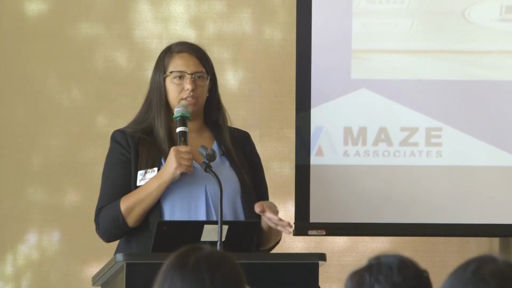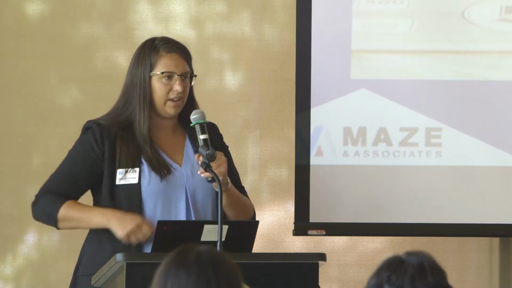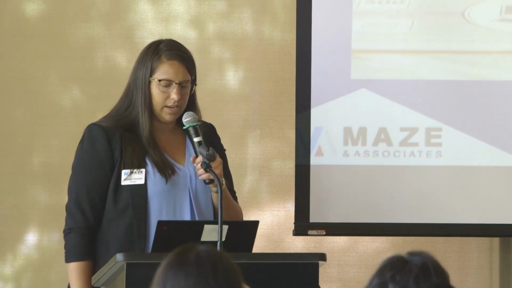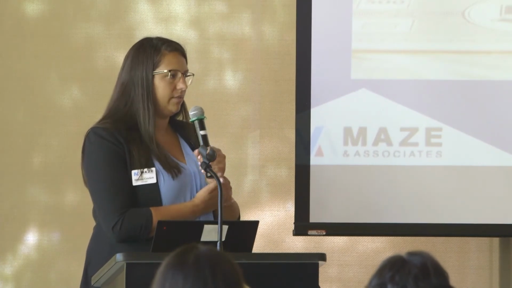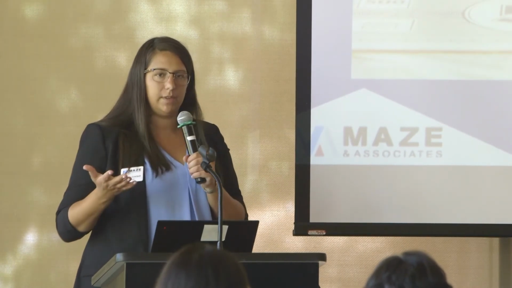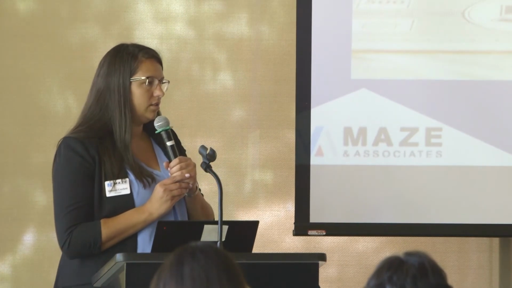So there's 2 different types of treatment under this GASB. So there's the type of legally separate organization where it's reported as an investment. So a government can own or acquire a majority equity interest in a legally separate organization. If a government's holding of that interest meets the definition of an investment under GASB 72, then it should be shown as an investment, and then it should be measured using the equity method. And then in this case, there wouldn't be any component unit reporting. It would just be the investment.